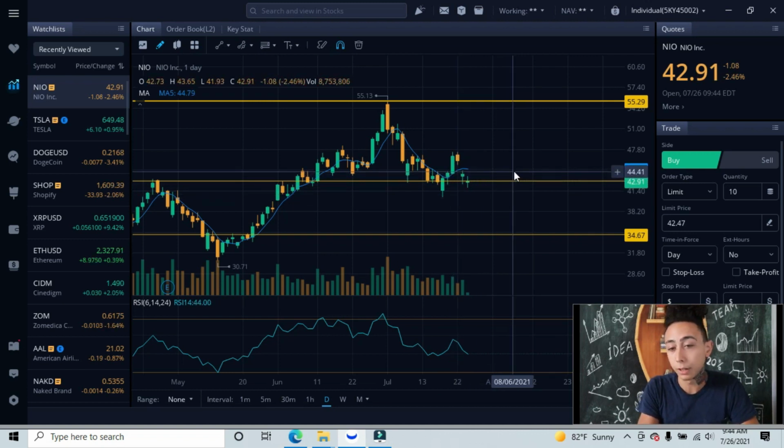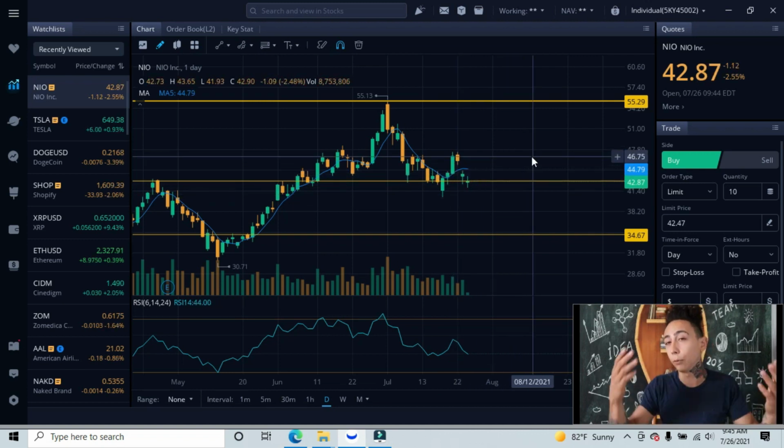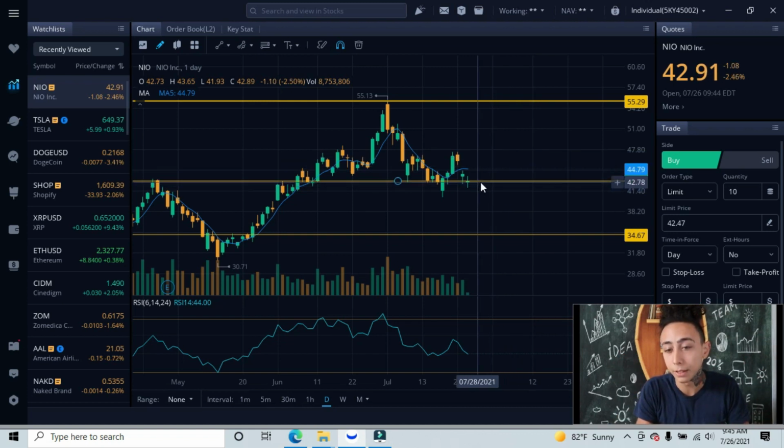But as of right now, I would be patient to see if we can at least break back above this resistance to show relative strength. But as of right now, we don't have that. It's actually currently just testing it. So I will do an updated video on this, you guys.